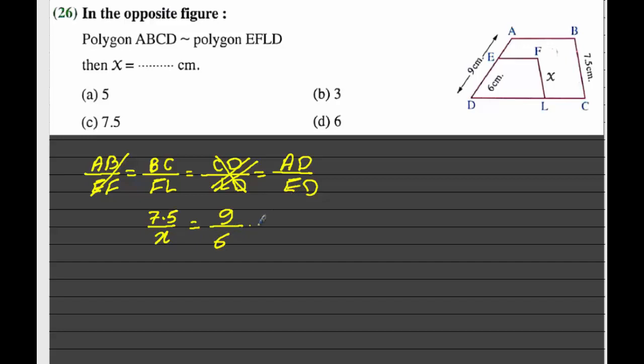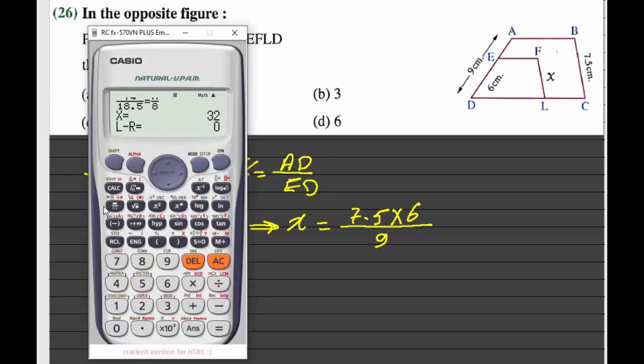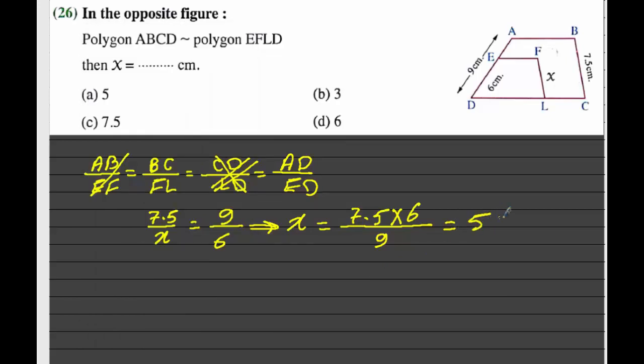And from here we can deduce the length of x, which equals 7.5 multiply 6 all over 9. Using calculator, we have 7.5 multiply 6 all over 9. So the result equals 5 centimeters, and we choose letter A.